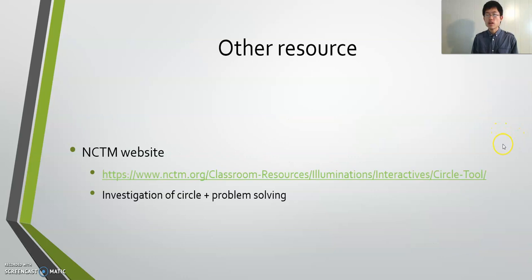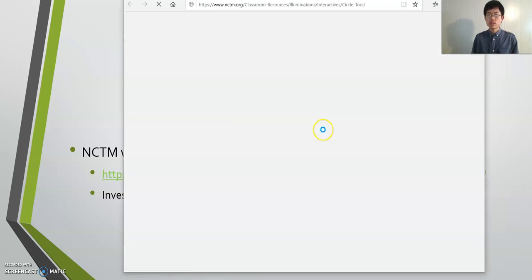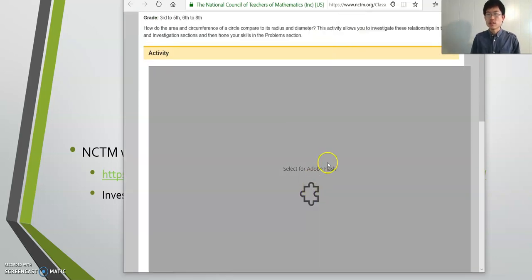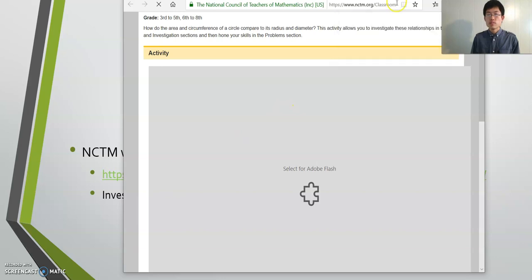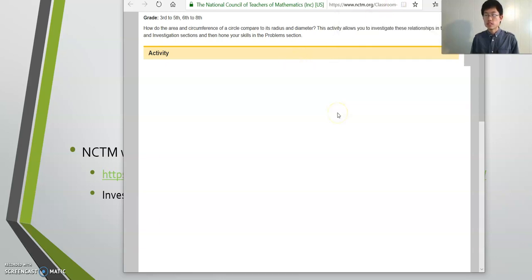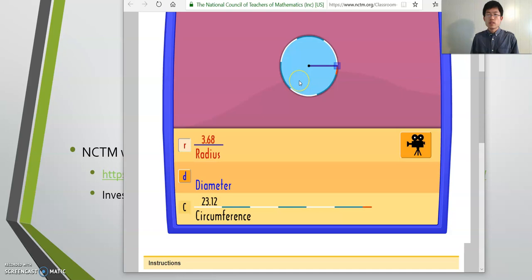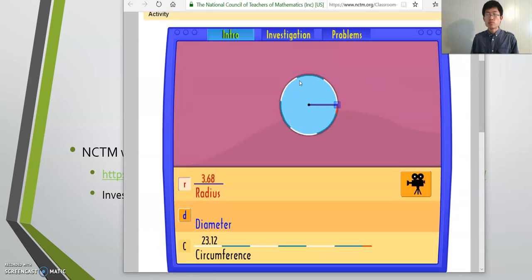Now, one thing I also want to introduce is the NCTM website. I use this website often. Anyway, this circle tool in here, you can do investigation, there's an intro of it, and you can do problem solving. I will put the link to this website in the description.